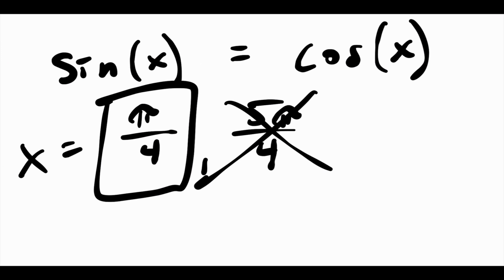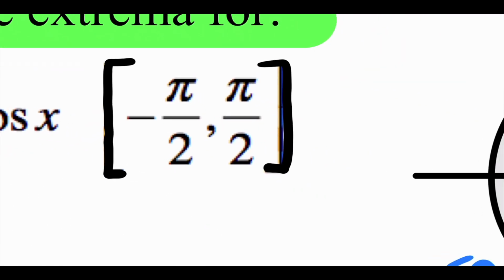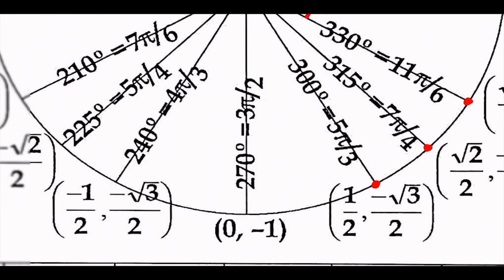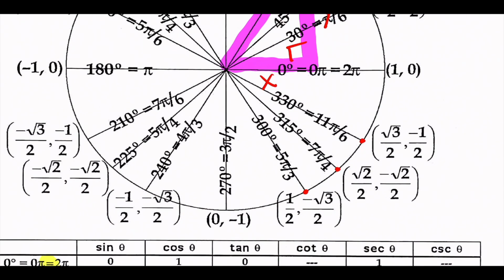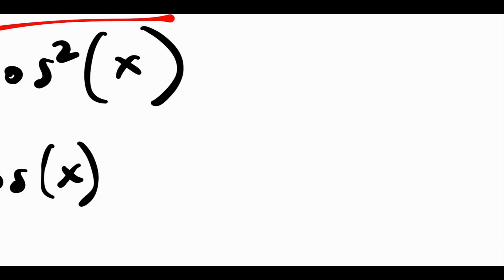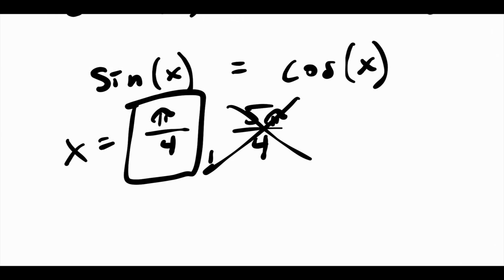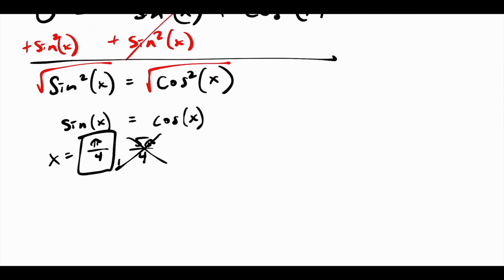None that fit this interval, right? There are negatives that would share sine and cosine values, but none on our interval. So the only one we're concerned about is pi over 4. We've checked positives, we've checked negatives. The only one that works is pi over 4. That's our critical value. Okay?